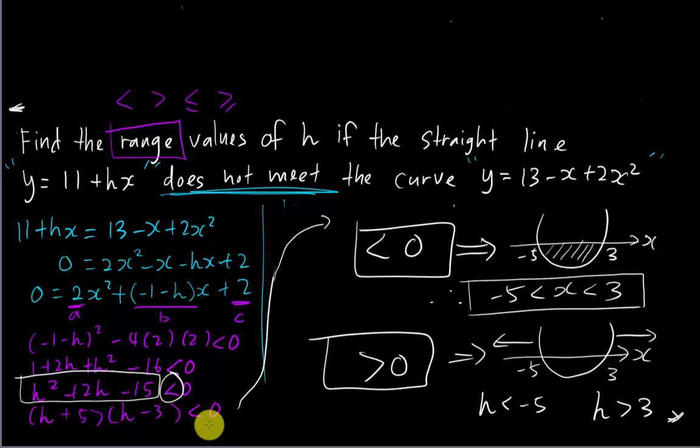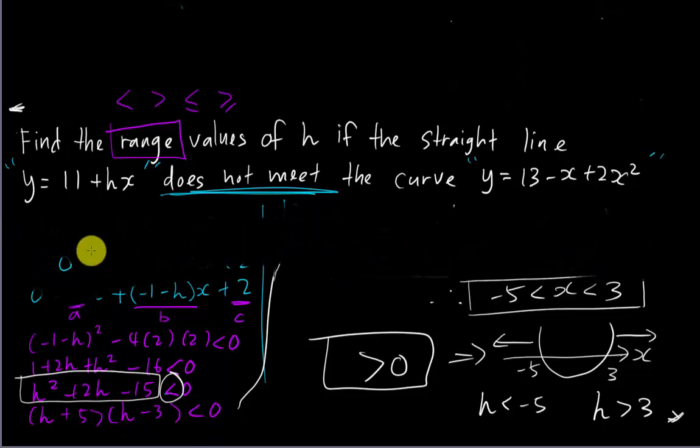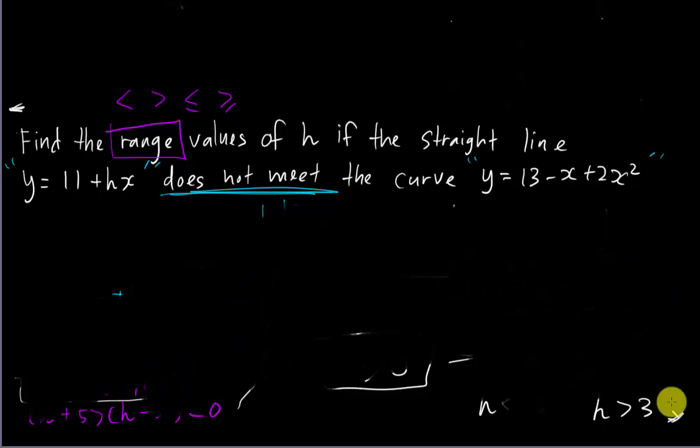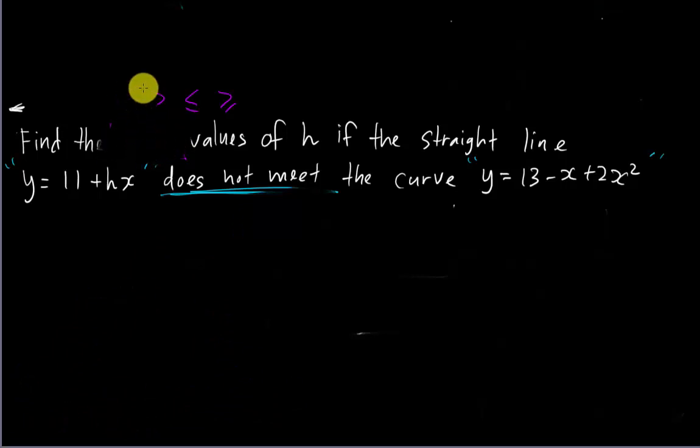Okay, since I have a little bit more time, let me change the question a bit, just to make sure you can understand better. Alright, so I say find the value of h. I erase the range. Find the values of h if the straight line, this one, will meet the curve at one point.